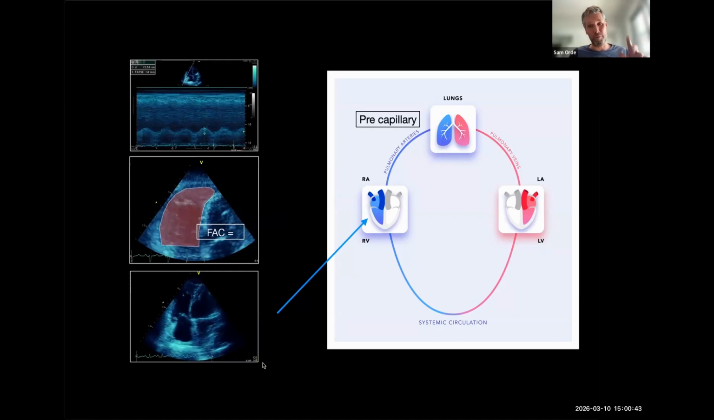RV function, eyeball, fractional area change, TAPSE. You can use others, but just have an idea that your longitudinal function does get impaired when you start getting cor pulmonale. Your longitudinal function can be preserved when you've got cor pulmonale. So you've got to use your eyeball, and you've got to think about other measures such as fractional area change and speckle tracking that can estimate the contractility or that bellows function of your right ventricle.